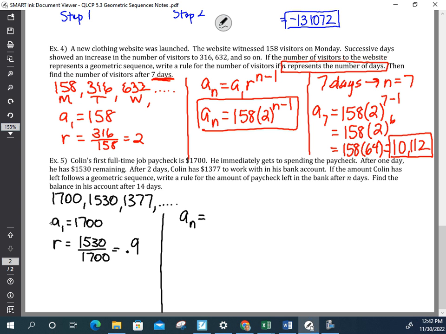In other words, from a real world standpoint, that means Colin has 90% of his paycheck, or 90% of the money that's in his bank after each day. So he's spending 10% of his money. So let's plug in what we have: 1,700 times 0.9 to the n minus 1.